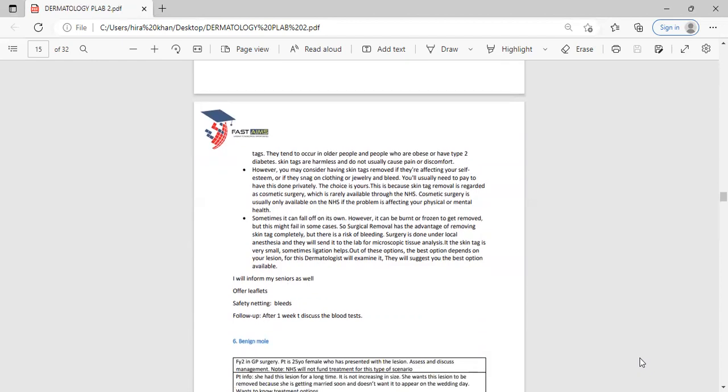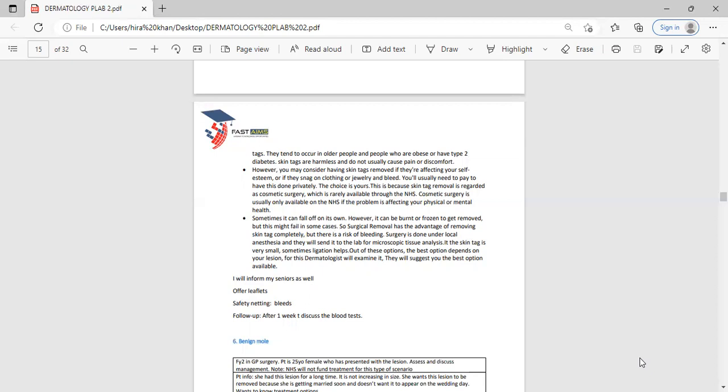The treatment options available are: sometimes it can fall off on its own. However, it can be burnt or frozen to get it removed, but this might fail in some cases. Surgical removal has the advantage of removing it completely, but there is a risk of bleeding. Surgery is done under local anesthesia, and they will send it to the lab for microscopic tissue analysis. And if the skin tag is very small, sometimes ligation might help. So what do you think about it? Do you want to get it removed? What do you think? So you have to engage the patient as well.